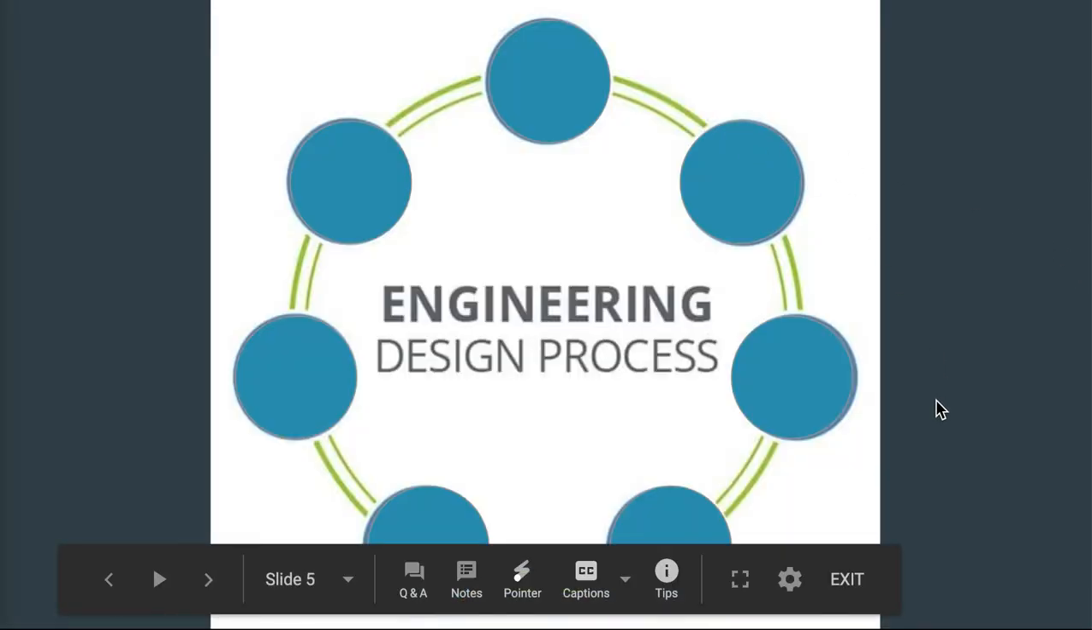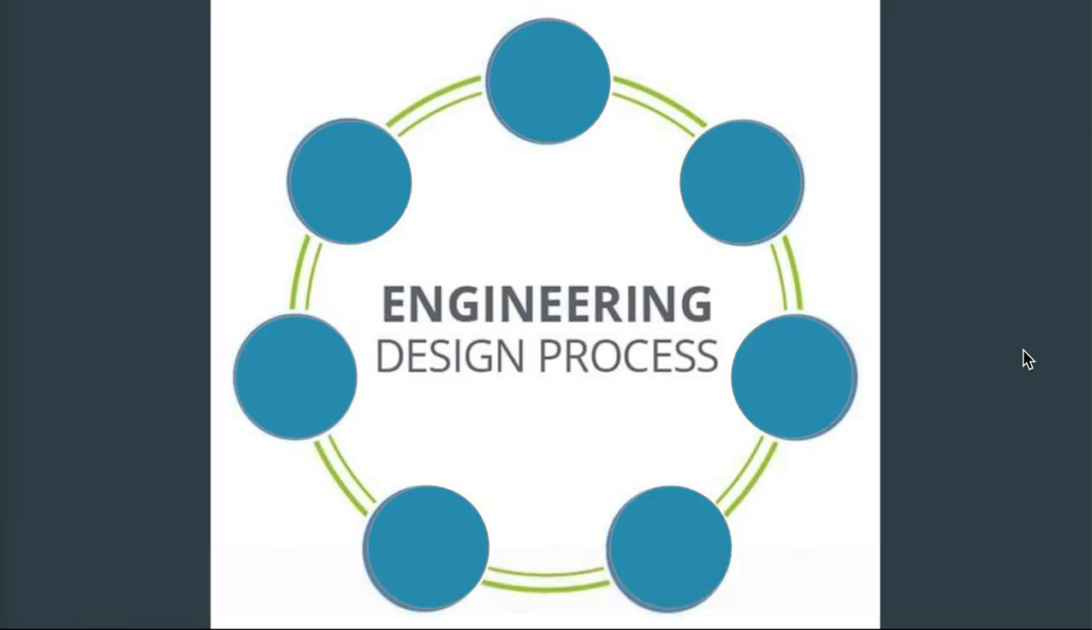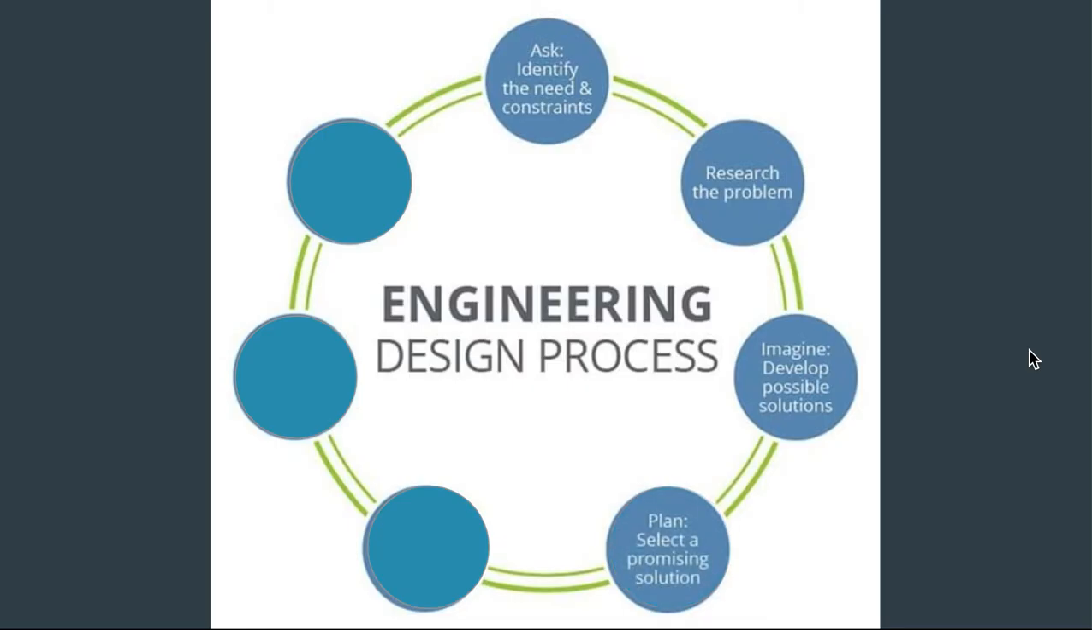Our engineering design process here at the high school has 7 steps. Some design processes are larger or smaller, depending, like I said, on the class and on the school. So the first step is to ask, identify the needs and constraints. Then we have researching the problem, developing possible solutions, so that's the third imagine step. Plan, select a promising solution. Create or build a prototype. Test and evaluate the prototype. And then improve or redesign as needed.